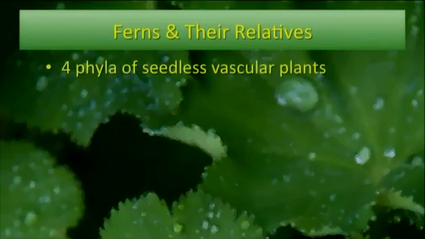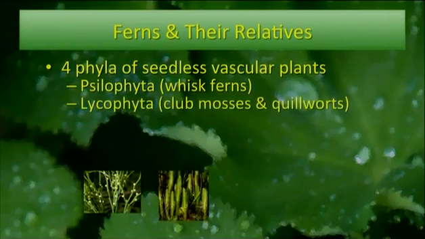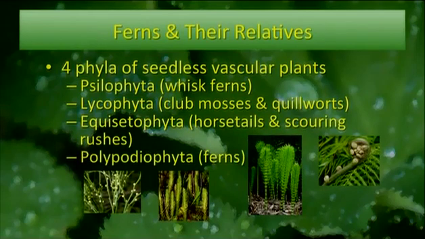Now there are 4 phyla, or groupings, of seedless vascular plants, or lower vascular plants. You have the Psilotophyta, or the whisk ferns. You have the Lycophyta, the club mosses and the quillworts. You have the Equisetophyta, or the horsetails and scouring rushes. Aren't they beautiful? And the Polypodiophyta, the ferns. Just gorgeous. Look at this fiddlehead on this fern.